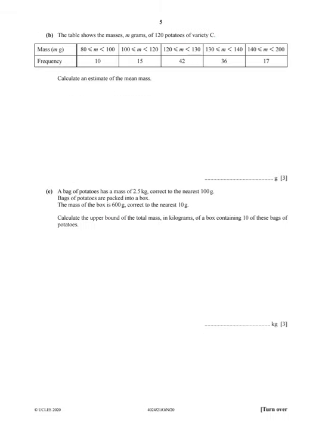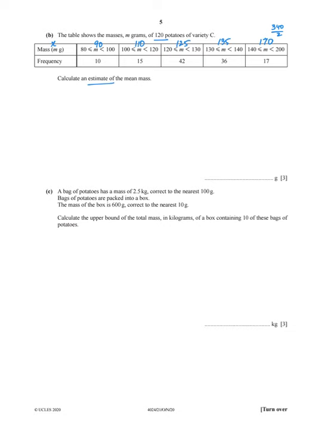The next part says the table shows the masses m grams of 120 potatoes of variety C. Calculate an estimate of the mean mass. For the estimate of the mean mass, first you need to find the midpoints. The midpoint of 80 and 100 is 90. The others are 110, 125, 135, 140 and 200. For a midpoint we add the class limits, so 340 divided by 2 is 170, the midpoint.